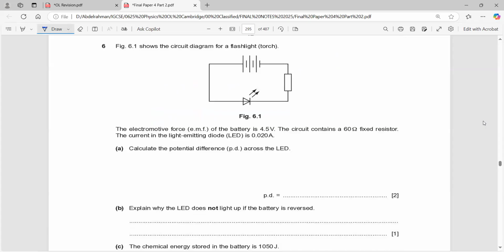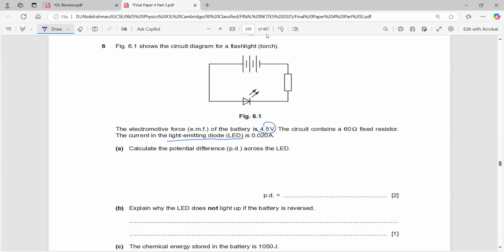Figure 6.1 shows the circuit diagram for a flashlight, a torch. We have the electromotive force of the battery is 4.5 volts. What is this? This is an LED. Probably I forgot to say what's an LED. An LED is a light emitting diode, which is basically a diode which emits light, so it's from its name. It is like a lamp, but it's a bit different.